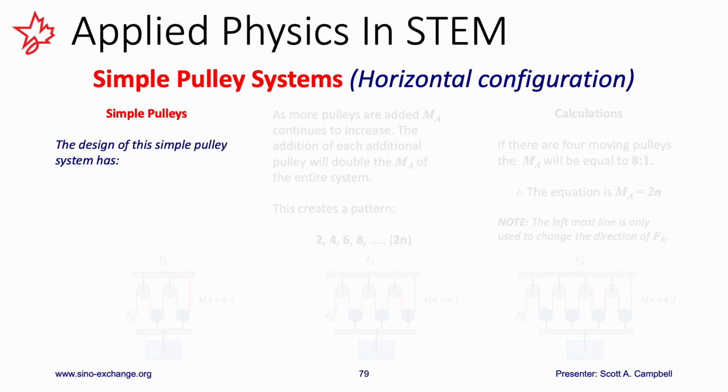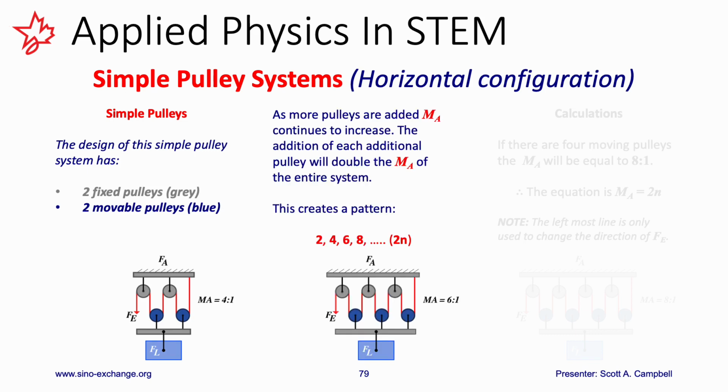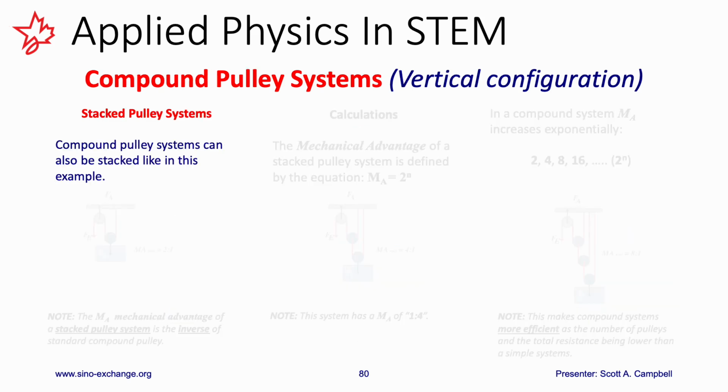Now, the first type of pulley system that students might want to explore for their crane is a simple pulley system. With a simple pulley system, 2 fixed and 2 movable pulleys are used to create a mechanical advantage of 4-to-1. And an additional pulley will increase the mechanical advantage to a ratio of 6-to-1. And this pattern will continue, which gives us the formula MA equals 2N, where N is the number of movable pulleys in the system.